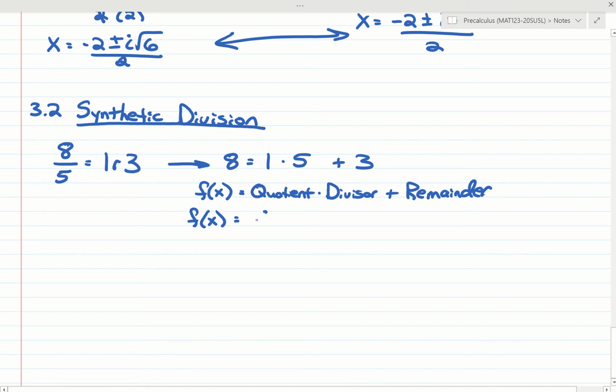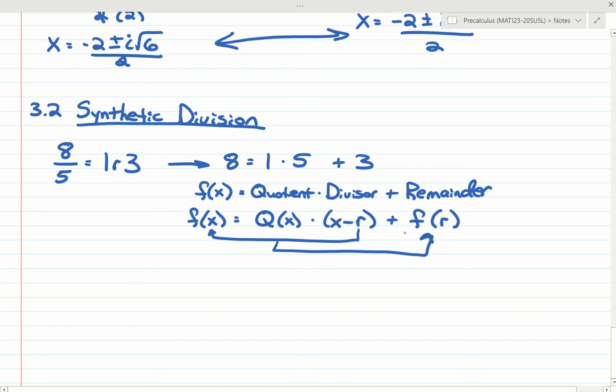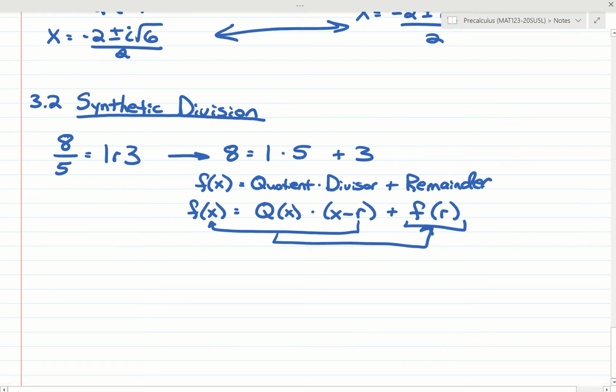Later on we'll be talking about the quotient just being a q of x function. The divisor is going to be x minus r, and the remainder, this is the pretty big deal here, is just f evaluated at r. So you put r into f of x, and you get the remainder. We'll talk about that in a little bit.